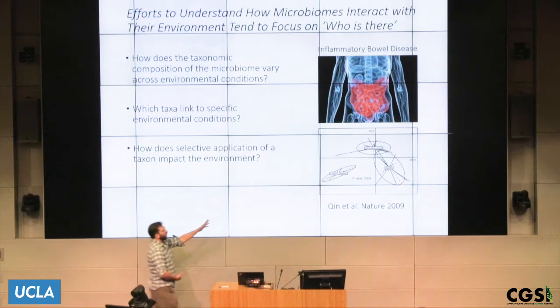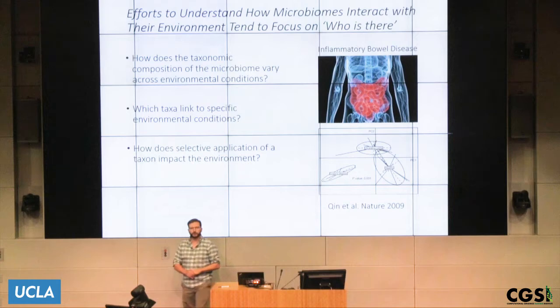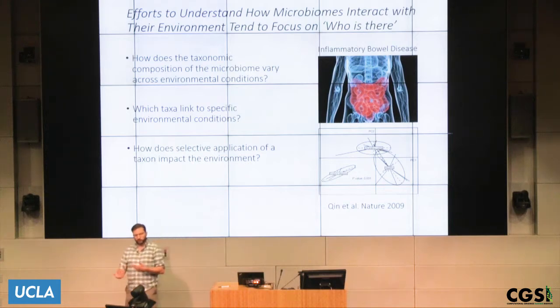And this is a principal component analysis that we see from a great paper that came out back in 2009. It's actually referenced in the morning talk on metagenomics. That showed that the kinds of taxa that reside in the gut associate very strongly with the health state of the individual. Are they healthy, or do they have one of two different types of autoimmune diseases, Crohn's disease or ulcerative colitis?